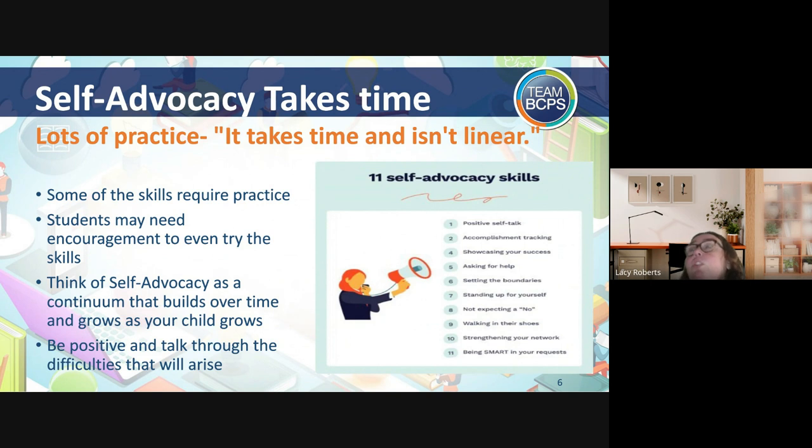But then when you start to talk about going to the grocery store and they have to buy something from the counter, we have lots of students that really struggle with that when it comes to self-advocacy and counting their money and saying something or speaking up if the product that they're purchasing is broken or if, say, they didn't get the correct change. So you're going to have to be positive, talk through difficulties that are going to arise with your kids, and model self-advocacy in positive ways. Super important.